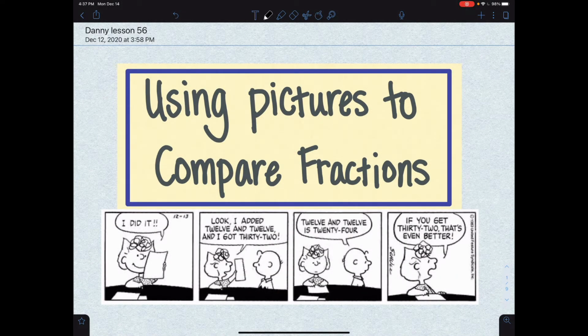You should have done your division facts by now. And this lesson is really fun because we are going to be using pictures to compare fractions and sort of decide which one's bigger or smaller. So it's going to be great. Okay, so let's go over this comic.